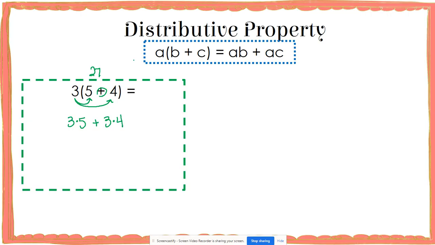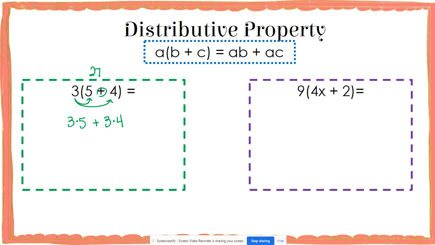And we can check this by seeing if it is equivalent to 27. Well, if I do 3 times 5, that would give me 15. And 3 times 4 would give me 12. If I do 15 plus 12, that does give me 27. So the distributive property tells me I can take this and I can distribute my 3 to everything inside my parentheses.